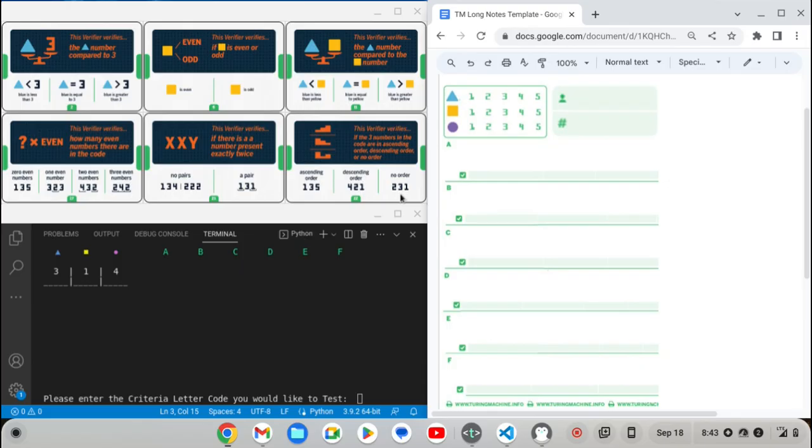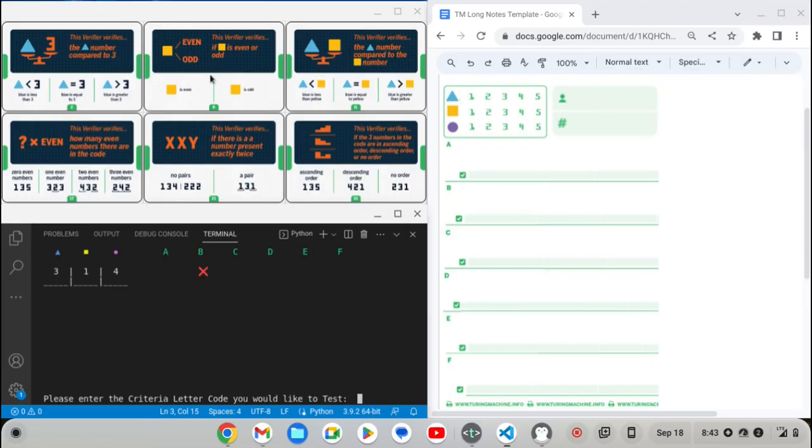And remember, the objective of today's puzzle is to find that unique 3-digit code that abides by all of the 6 criteria cards we just described. And we're going to start off with an initial proposal of 314. So the first thing I want to test is criteria card B.